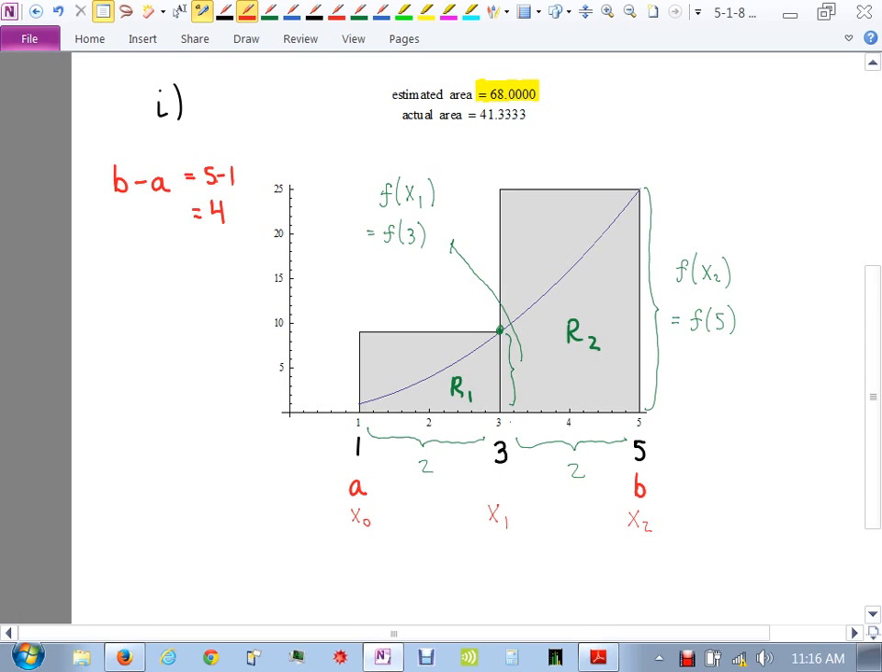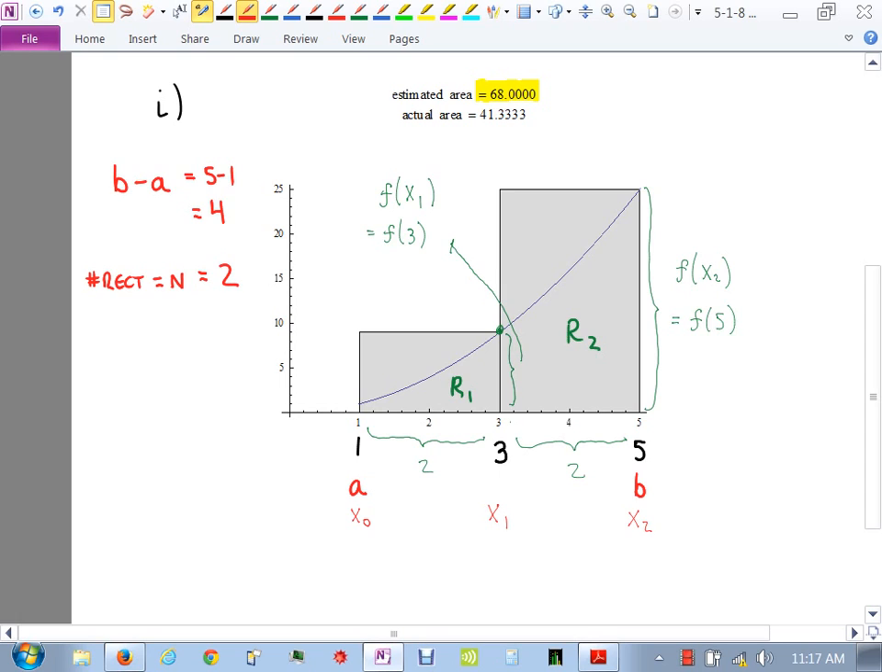Now we're going to compute a number that represents the number of rectangles we would like to put in here. And in this problem, how many rectangles were there? 2. We're going to call this number n from now on. n is going to be our number of rectangles, and in this problem, it's 2.